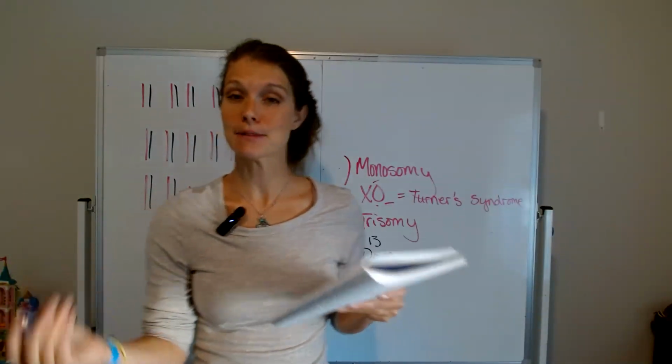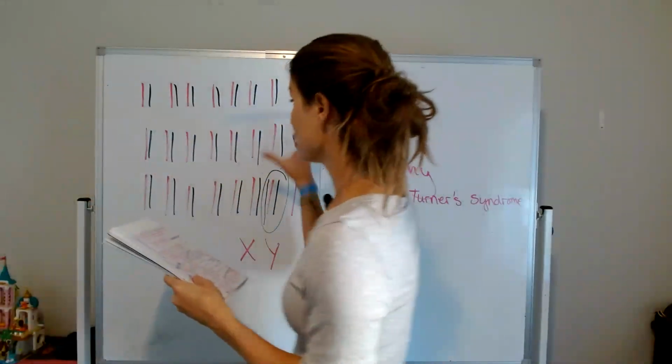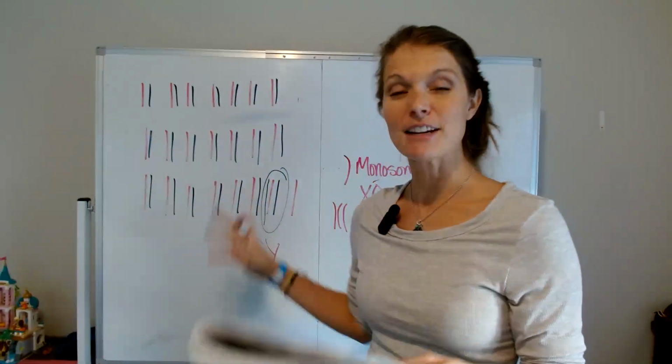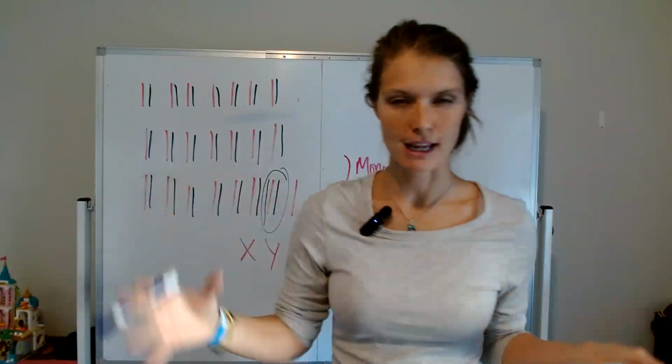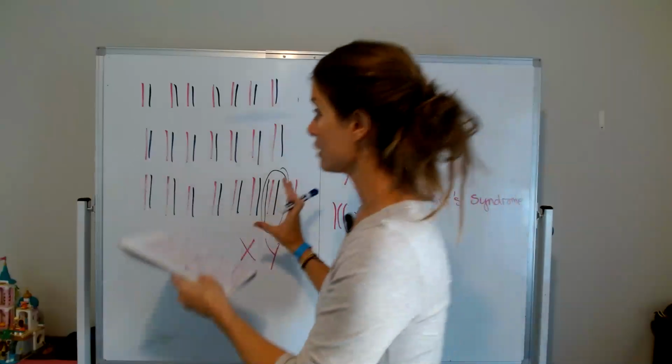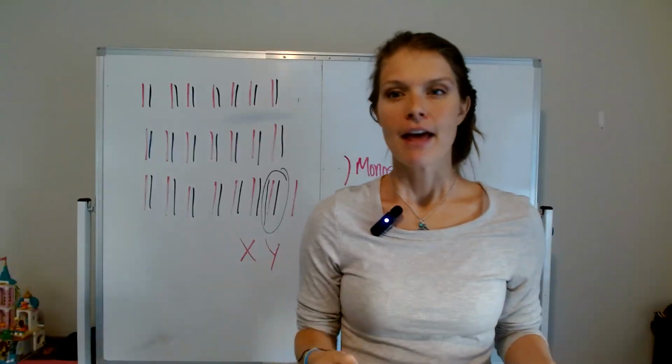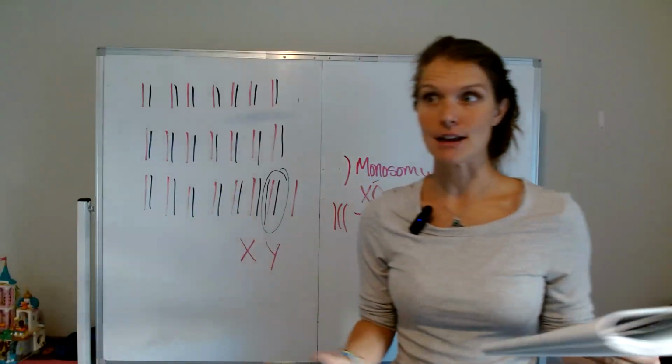Because you have autopolyploidy, which is the same species. You get more than 2 haploid sets from the same species. Allopolyploidy is different species, so it's hybridization. So thinking like wheat, you get more than 2 sets of 2 different species. And then endo, this is within certain cells.